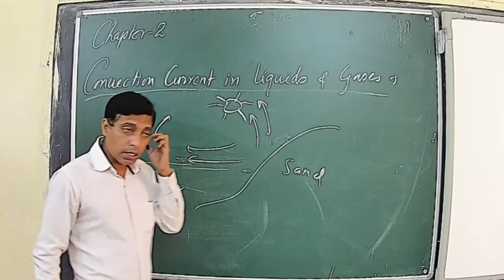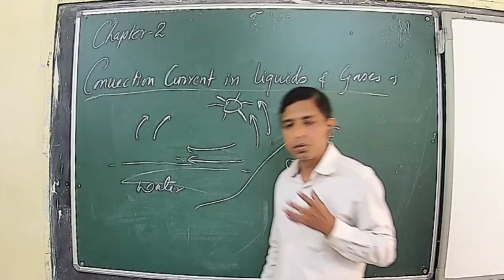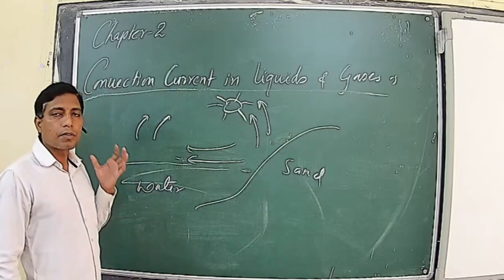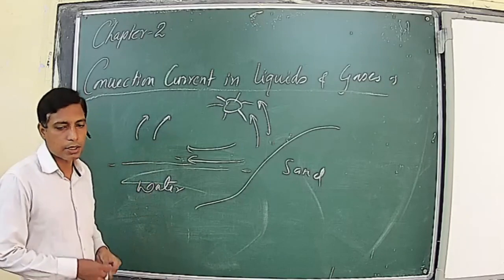So the formation of convectional current in liquid or gases takes place due to the difference in the density of different layers of liquid or gases present in a given liquid or gas.